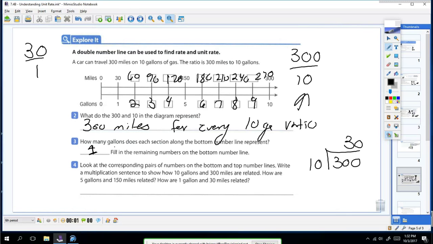Write a multiplication sentence to show how 10 gallons and 300 miles are related, how 5 gallons and 150 miles are related, and how 1 gallon and 30 miles are related. So it means you're going to take your 10 gallons and multiply by 30, and you get 300. You're going to take your 5 gallons, multiply by 30, and you get your 150. You're going to take your 1 gallon and multiply by 30, and you get 30 miles. Okay, because they're all divisible by 30. So all you have to do is take your gallons and multiply by 30, and that'll show the number of miles that you're able to go.